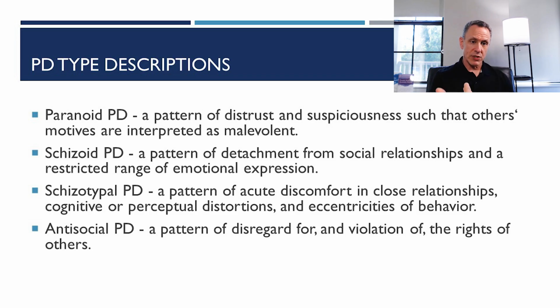Let's go to the next one, schizoid personality disorder. Now this is a pattern of detachment from social relationships and a restricted range of emotional expression. Now interestingly, and I'm not going to go too deep into it, but a lot of individuals with schizoid personality disorder are misdiagnosed with autistic spectrum disorder.